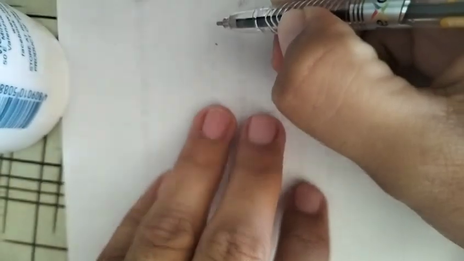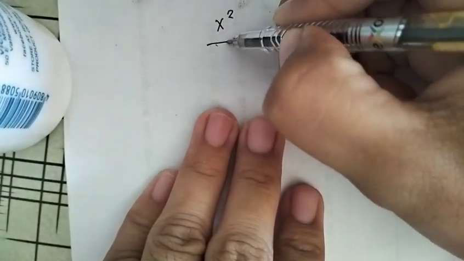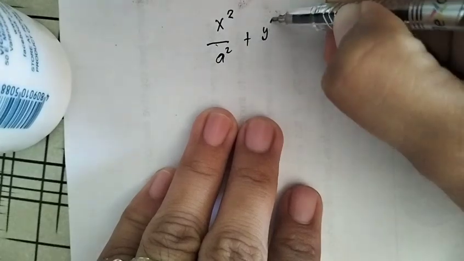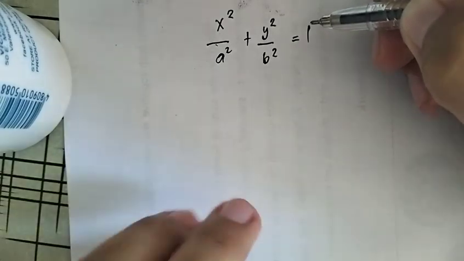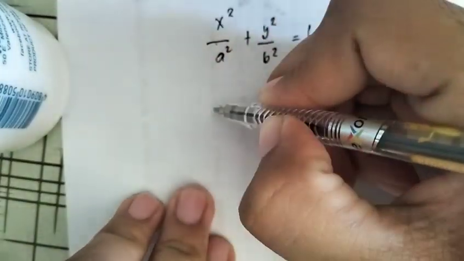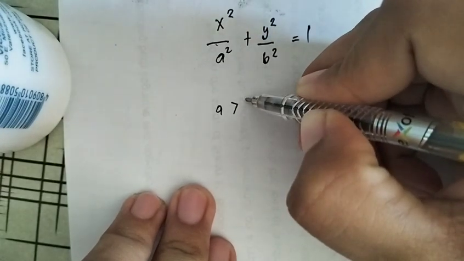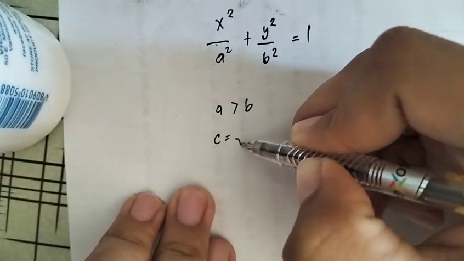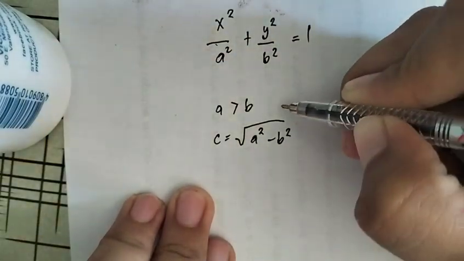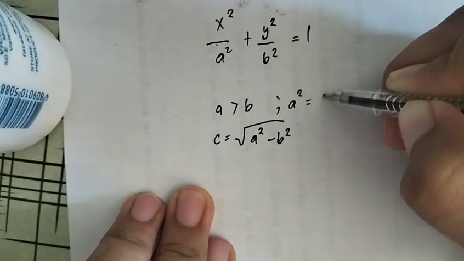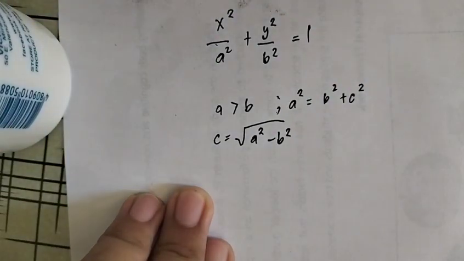So, hi guys, we're gonna continue our discussion regarding ellipse. We have derived from last meeting the standard equation of the ellipse, which is given by x squared over a squared plus y squared over b squared equal to 1, where a is greater than b. c is also the square root of a squared minus b squared, same thing as a squared equals b squared plus c squared.